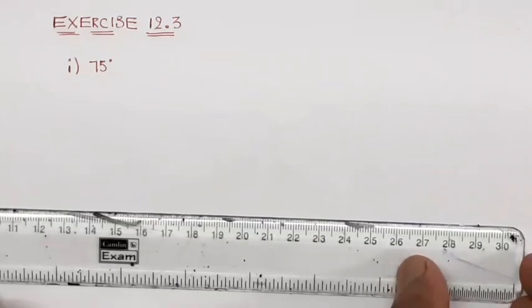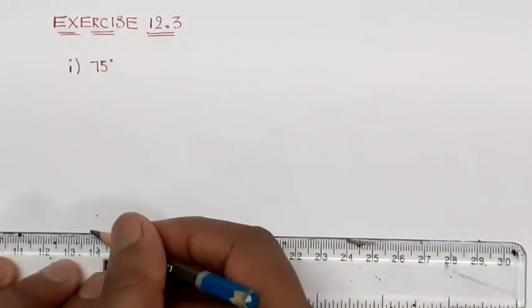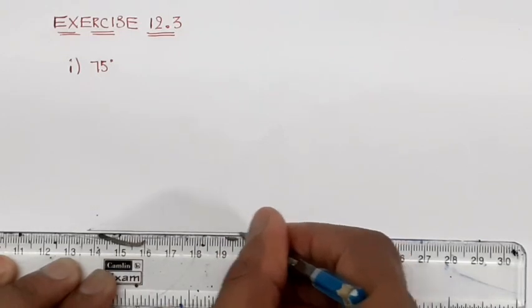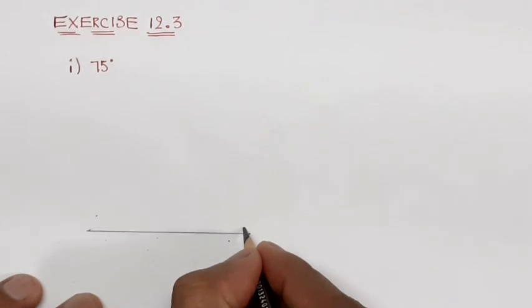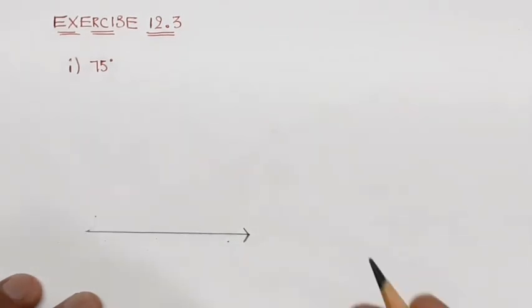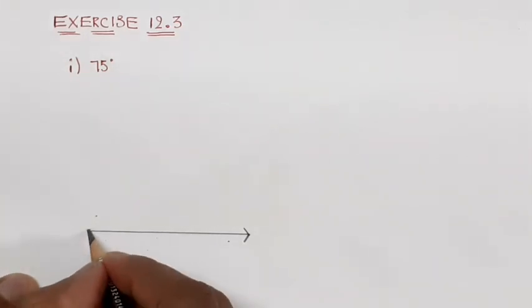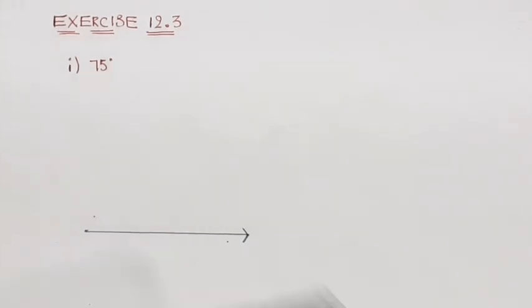So please follow my instructions carefully so that we can finish it very easily. In order to draw an angle of 75 degree, as we have been discussing, first we have to take a ray. Draw a ray of any length, 6 centimeters, 5 centimeters, like that. No need of specific length. A ray, as you know, will have one end point.